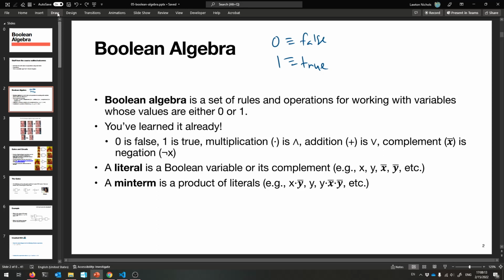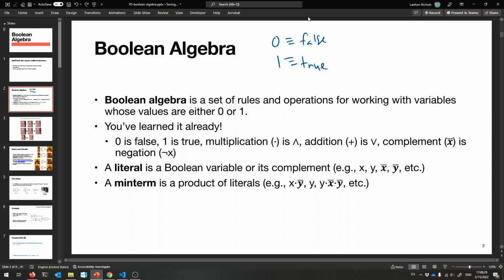Alright, we have some other terms that we'll get into. A literal, that is a Boolean variable or its complement. It's like a very simple thing in a Boolean algebra statement is called a literal. Okay, so it's just a variable or the complement of that literal.